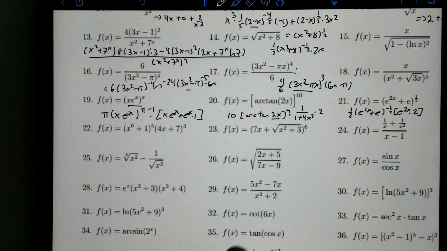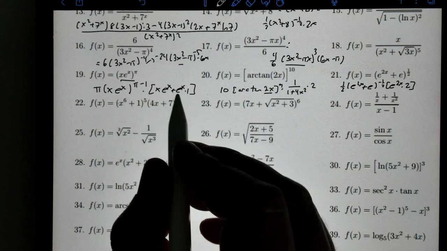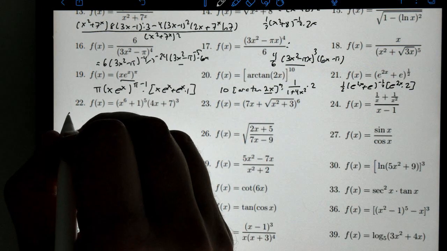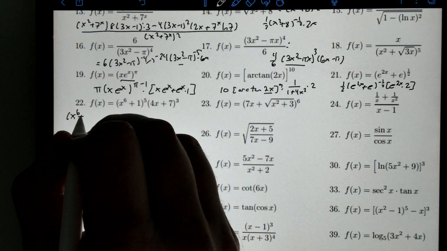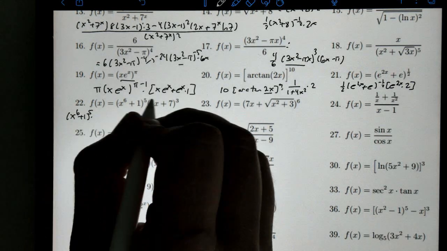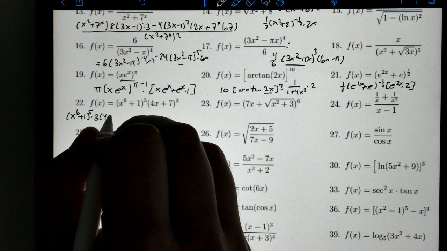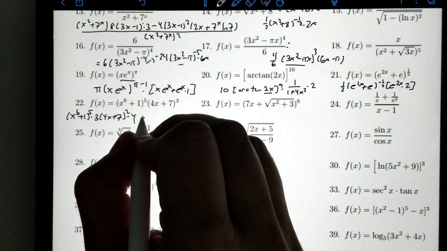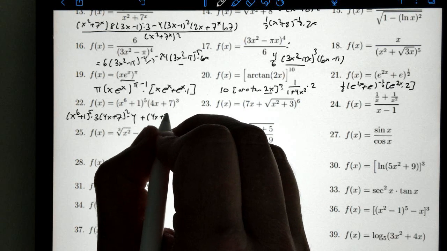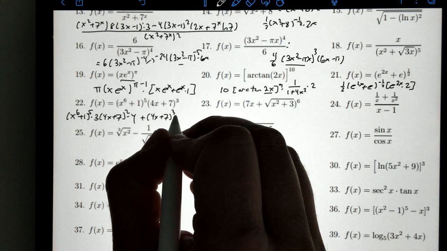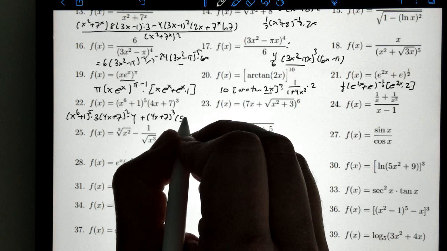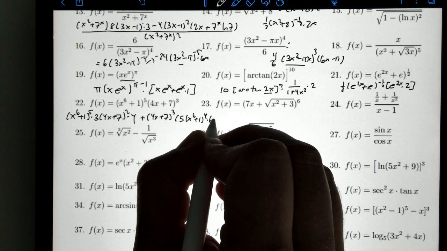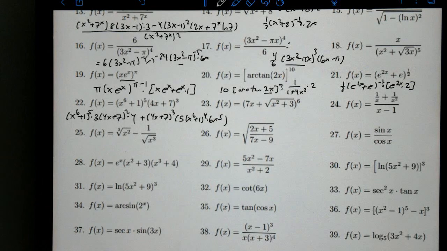All right, where are we at now? Number 22. Oh my gosh. Product rule followed by 2 chain rules. This is going to be fun. So the first, x to the 6th plus 1 to the 5th times, here we get 4x plus 7 squared times 4, chain rule, plus the second, 4x plus 7 cubed times the derivative of the first, which is 5x to the 6th plus 1 to the 4th times 6x to the 5th. And there you go.